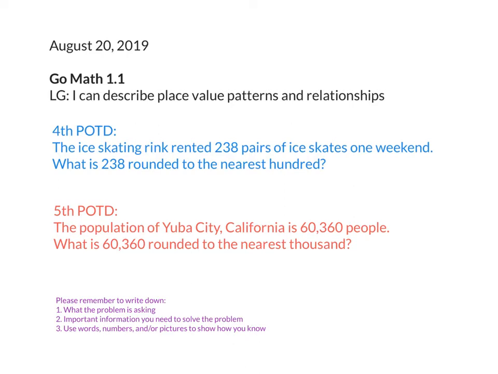Today's August 20th, it's Tuesday, and we're starting with Go Math 1.1. Now, whenever you see a 1.1 or a 1.2, that means Module 1, Lesson 1. The first number before the decimal point tells you what module or what overall unit it is, and then the second number tells you what lesson from that unit. So this is Module 1, Lesson 1.